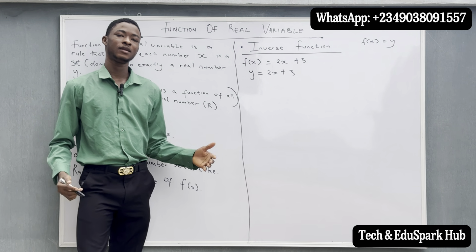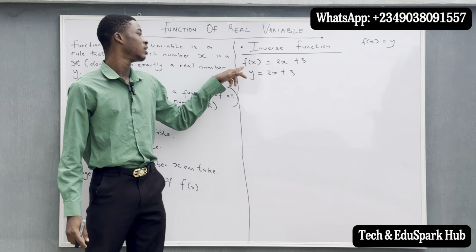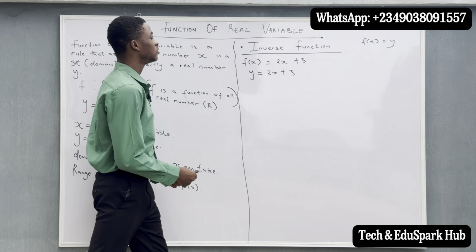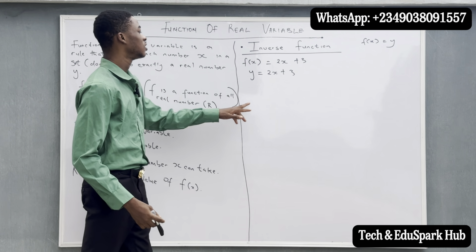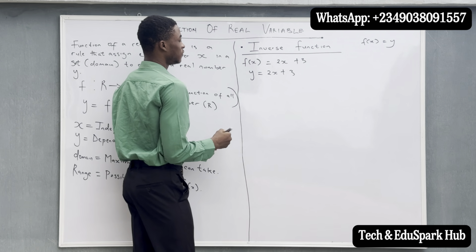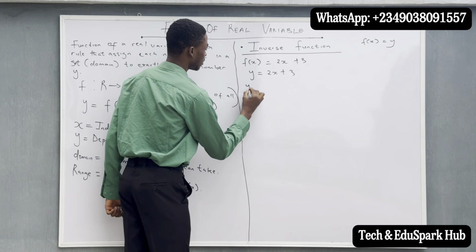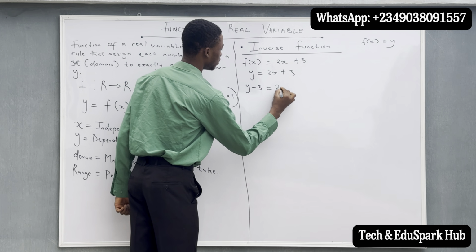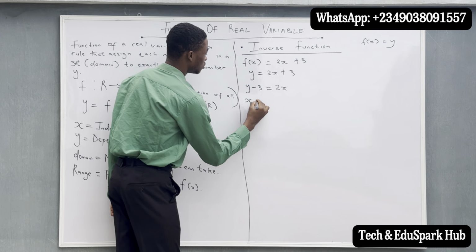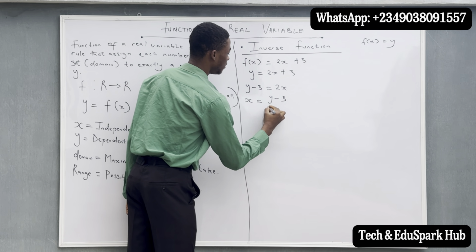Whenever you want to solve the inverse of a function, you have to make f of x equal to y, or whatever function you were given, equal to y. Once you have done this, the next step is to make x the subject of the formula in this equation. We can carry this plus 3 to the other side. So we have y minus 3 equal to 2x. In making x the subject of the formula, we have x equal to y minus 3 divided by 2.